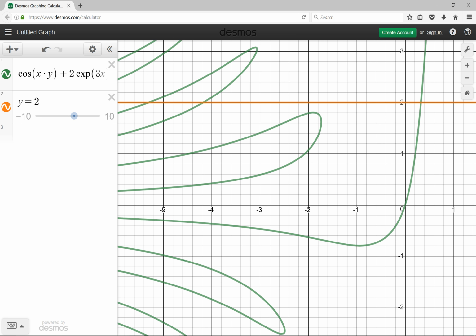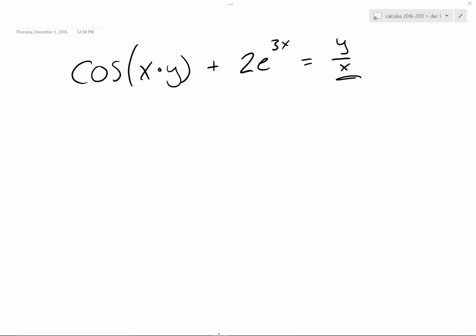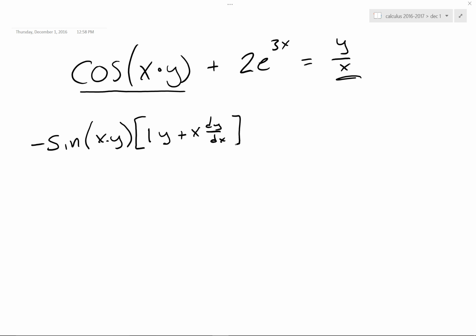All right, so let's go take the derivative of this guy. Just for good times. So what's the derivative of this fella? How do I do it? Chain rule, right? What's the derivative of cosine of xy? What's the derivative of cosine? Negative sine of xy times, what's the derivative of x times y? It's 1y plus x dy/dx, yes? Because it's a product rule.